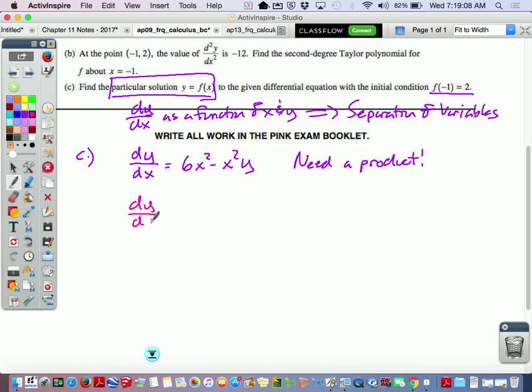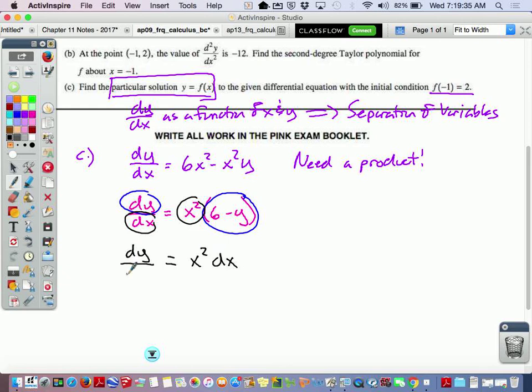This can be rewritten as x squared times 6 minus y. This is a product. This can be separated. So what I'm going to do is take the 6 minus y and move it with the dy, and move the dx with the x squared. So I'll have x squared times dx and dy over 6 minus y. This step, this separation right here, is our first point out of the 6 for this problem.